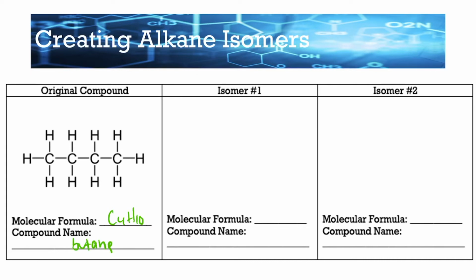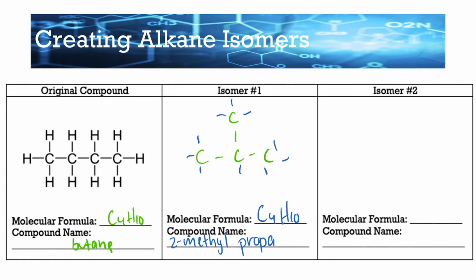Now, one of the examples of an isomer is 1, 2, 3, like that. See? And then each of these blue dashes represents an H. The formula is still C4H10. And if we're naming this, this is named 2-methylpropane. Now, this is an isomer, so we can give that a check.